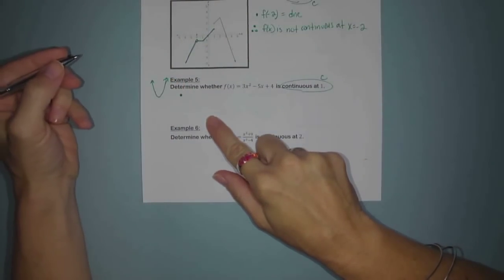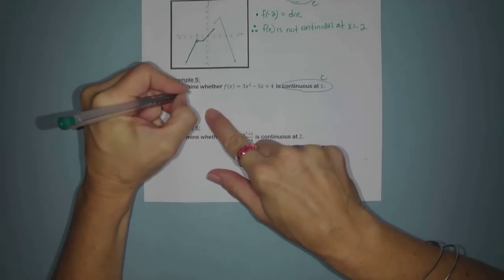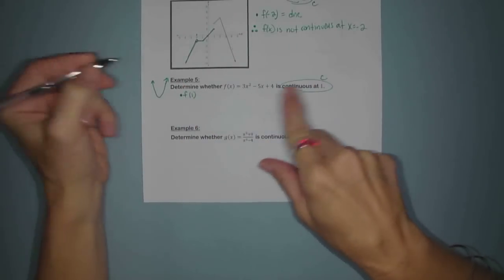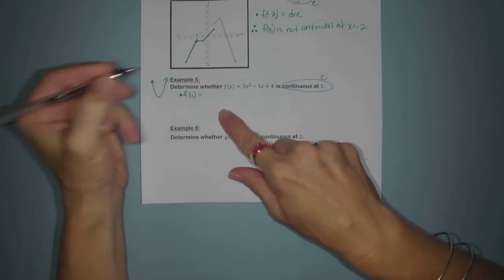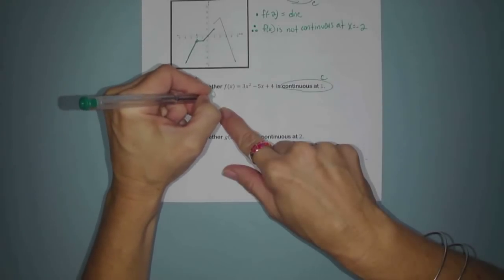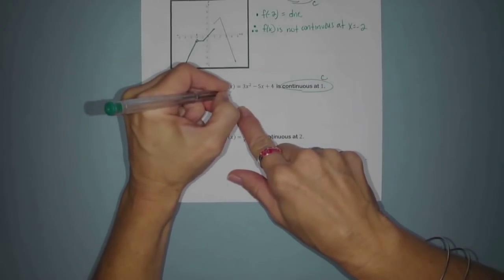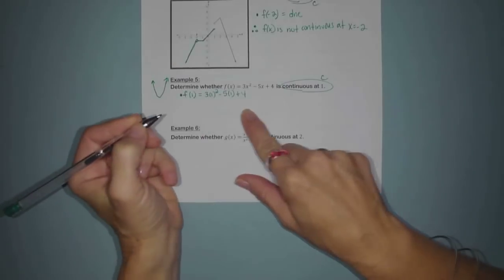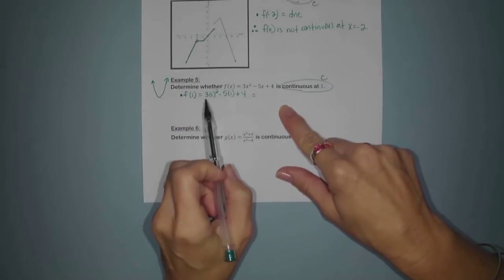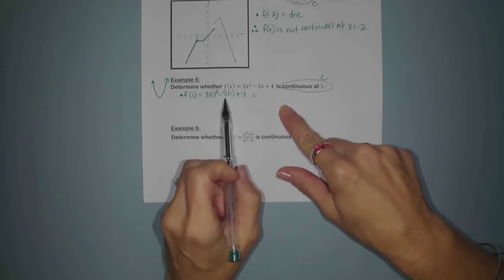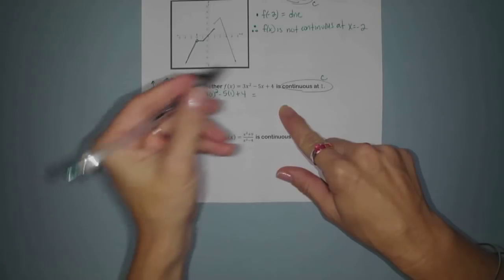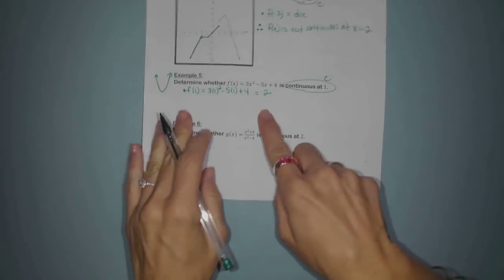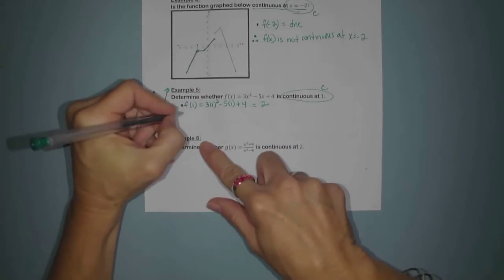So I'll start with the first step, f of 1. And I just show that work. So f of 1 is equal to 3 times 1 squared minus 5 times 1 plus 4. And that is going to be 3 minus 5 is -2 plus 4 is 2. So we are defined. F of 1 is defined.